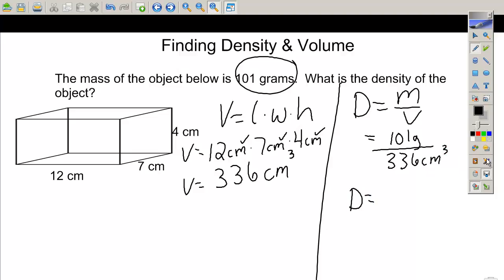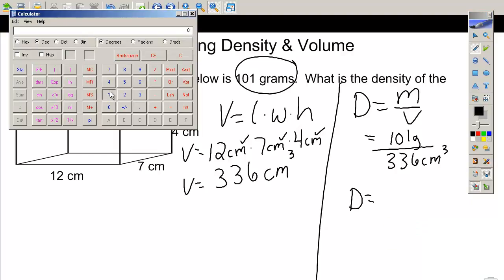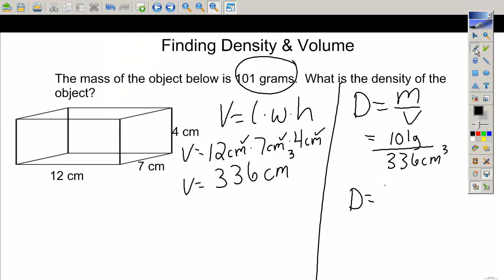Density, of course, then is going to be the answer between 101 grams divided by 336 cubic centimeters. So we'll plug that in. So we got 0.300. So our density is equal to 0. Try that again. 0. What did we say? 0.30 grams per cubic centimeter. All right.